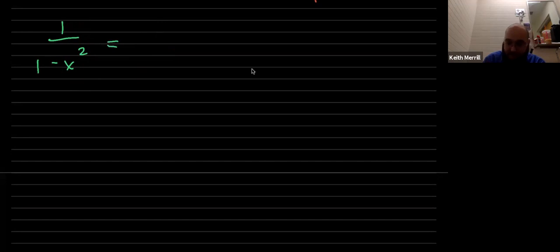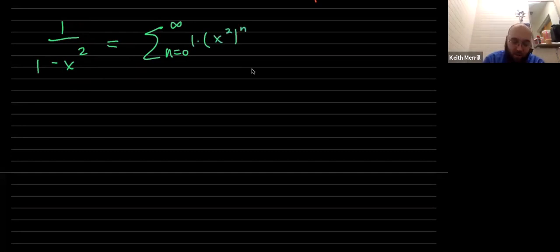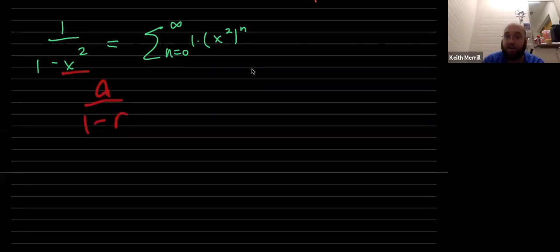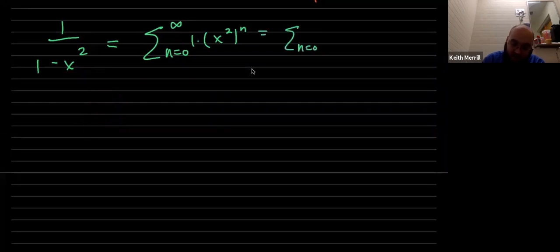So I didn't make a big deal of that in the last case. I'll make a bigger deal of it here. This can be written as the sum of a times r to the n. But remember, r is x squared. Remember, the formula is a over 1 minus r, so the minus is fine. The r here is just x squared. This is just the summation from n equals 0 to infinity of x to the 2n. And it will converge wherever x squared in absolute value is less than 1.